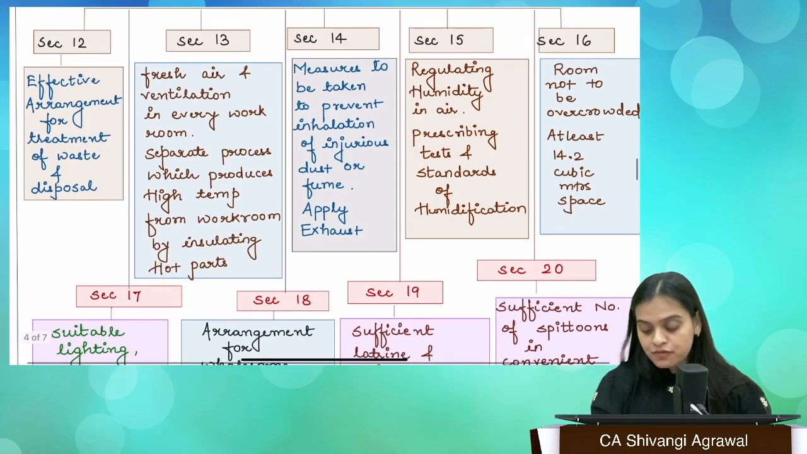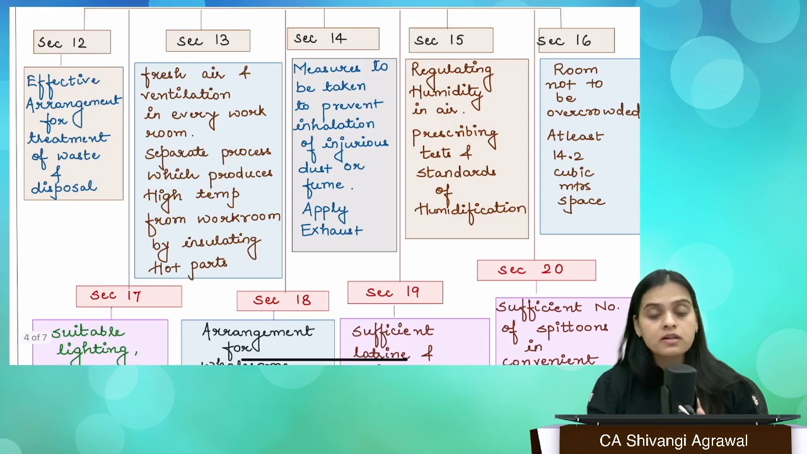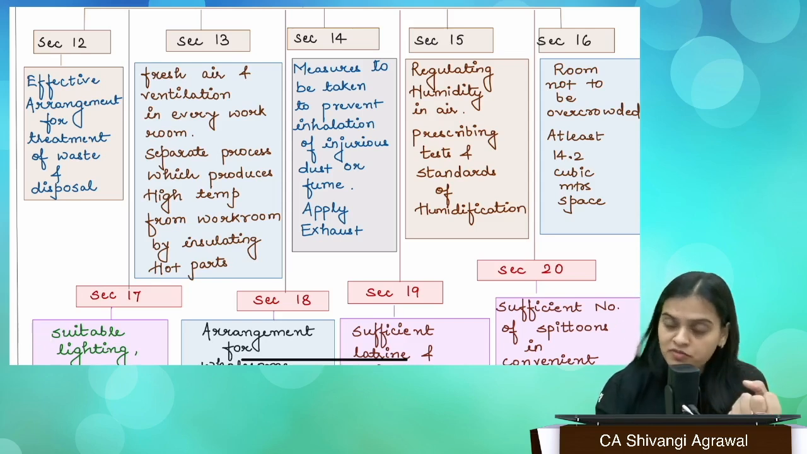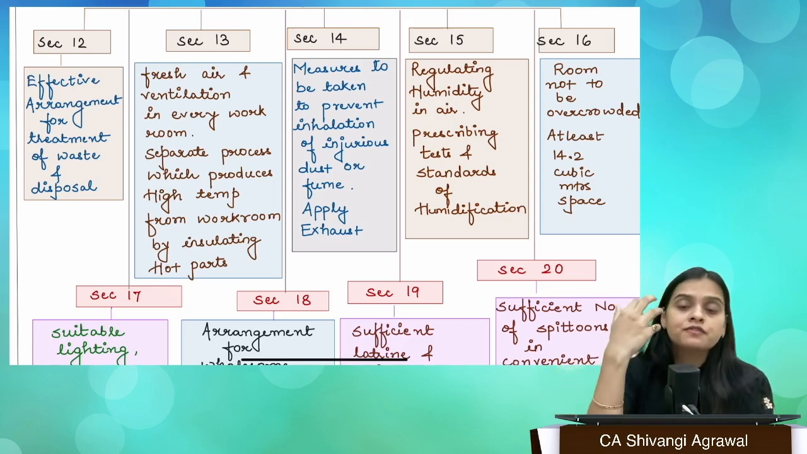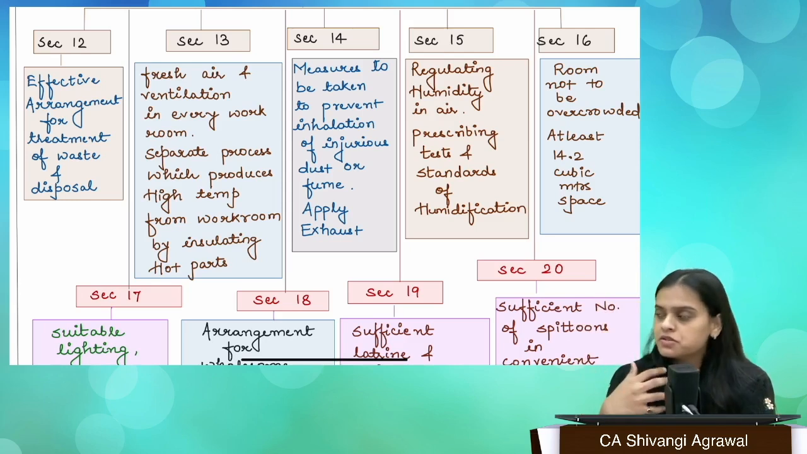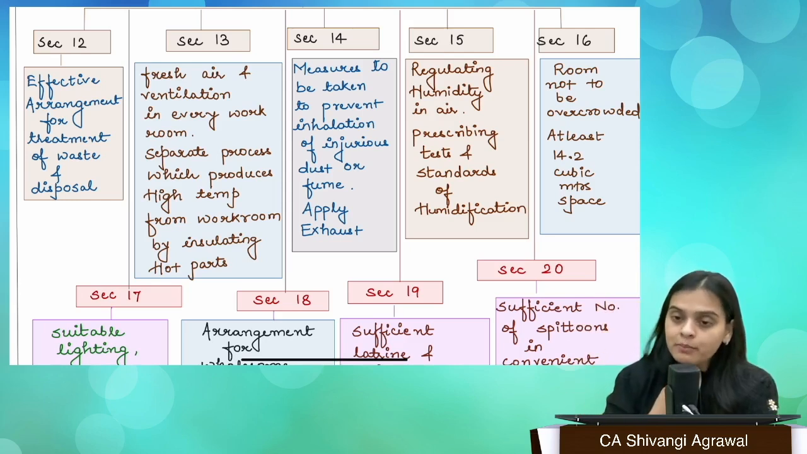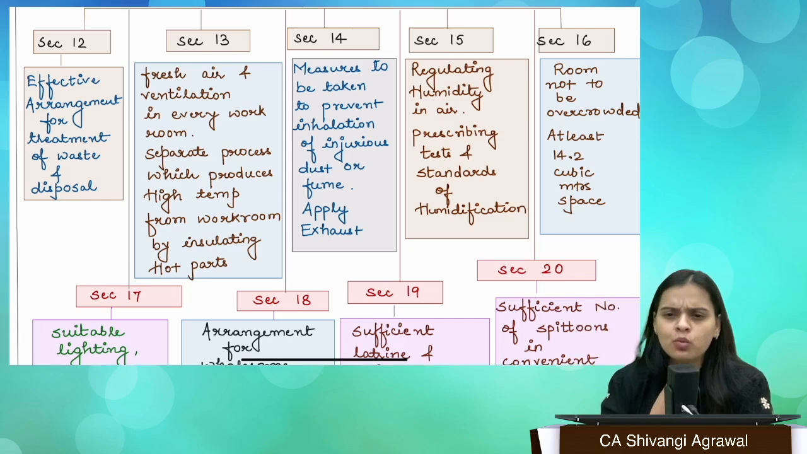The next one is section 15. We have heard a lot about the humidifier. What is a humidifier? Air actually loses its moisture, and that's why when the AC is switched on and there is no humidifier around, what happens, we start to feel a little choked. Why? Because it's all dry, there is no moisture in the air, right?